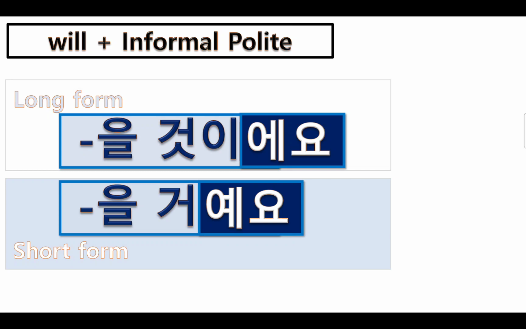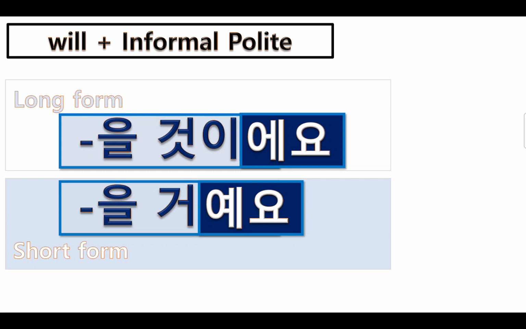For the long form, we use this when we write down. But informal polite is the final ending for speaking, actually. So in informal situations, we use this form. The long form 을 것이에요, we don't use often. Usually the second one, 을 거예요, is better because informal polite is for speaking. So when we speak, we prefer the short form, right?